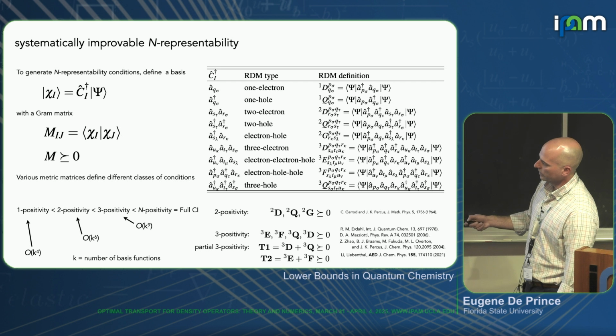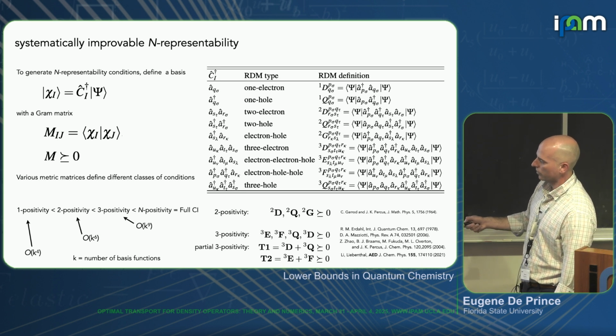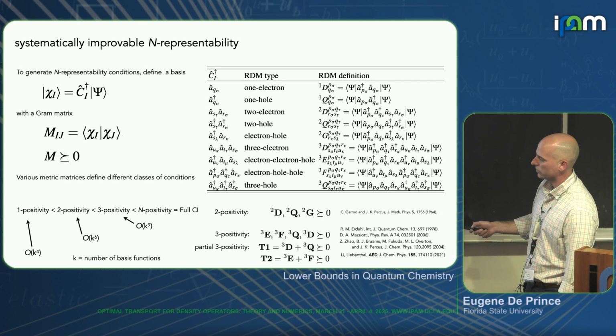Imposing these conditions is very expensive. It's 9th power in system size. So we also have partial 3 particle conditions that we call T1 and T2 that you can get from linear combinations of these 3 particle matrices.